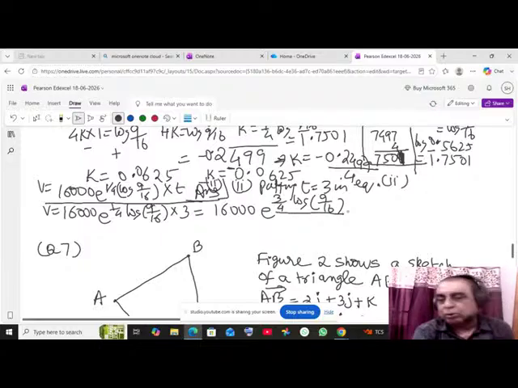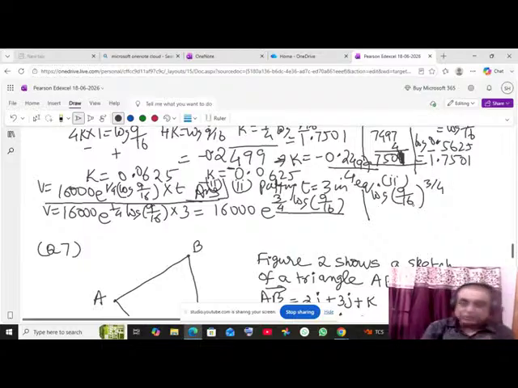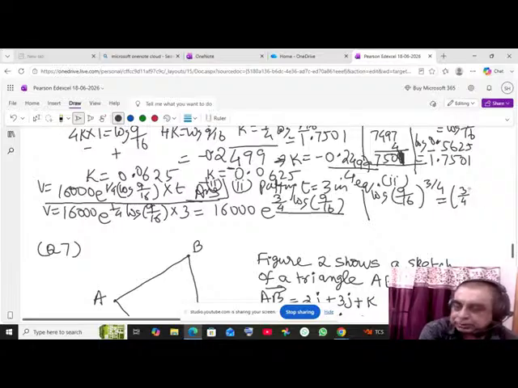Now let us find the value of 3 upon 4 log 9 upon 16. The 3 upon 4 becomes the power of 9 upon 16, so this becomes log of 9 upon 16 whole to the power of 3 upon 4. Now 9 upon 16 can be written as 3 upon 4 whole squared, and whole to the power of 3 upon 4. So this and this get cut out.